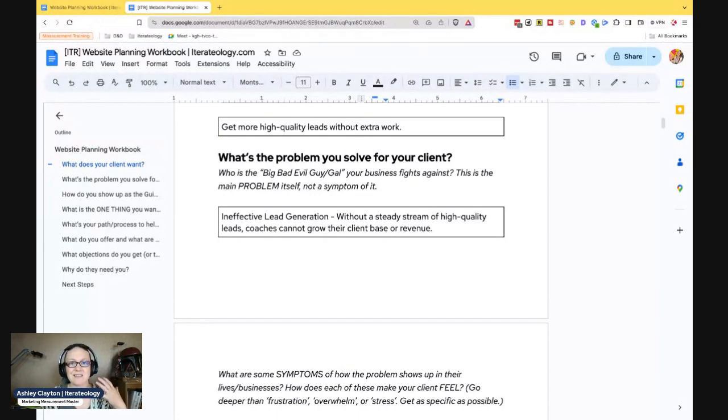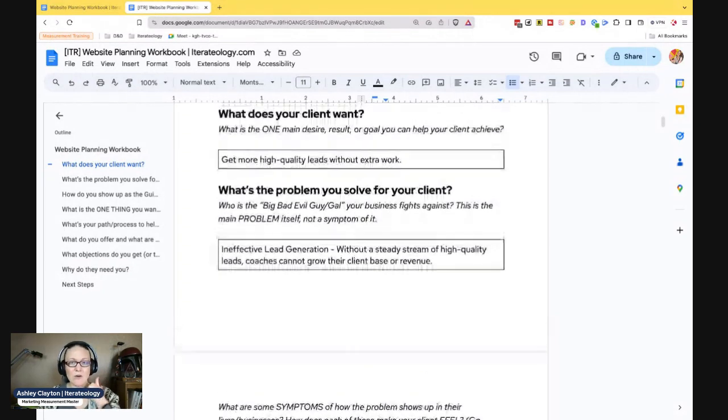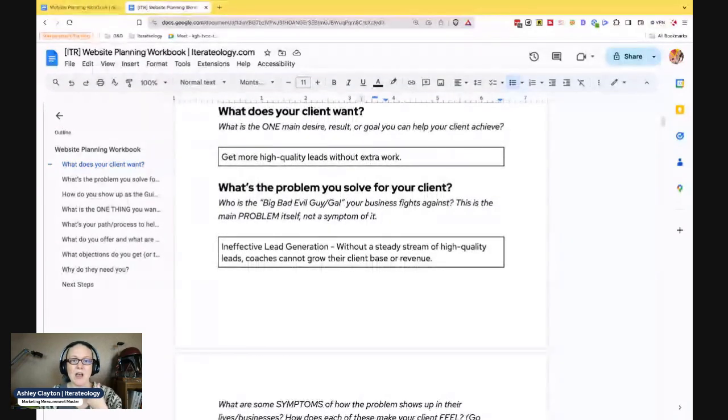A lot of sites clog their homepages, especially with junk. So be on the lookout for that. All right. So, what does your client want? And focus on one main desire.